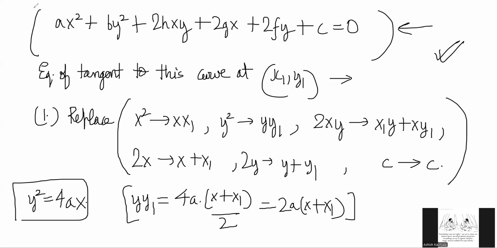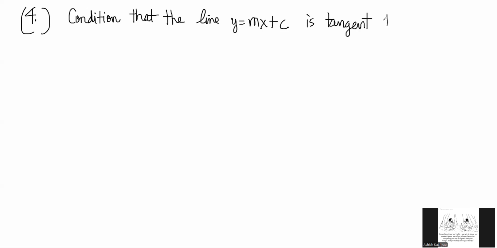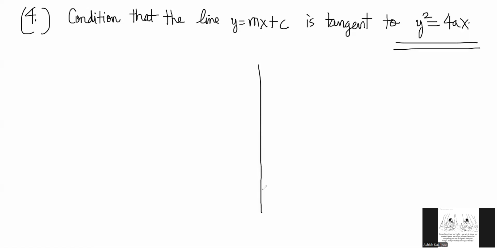Now, the fourth form of the tangent equation, this is very important, and is slightly different. We want to find the tangent equation in terms of the slope of that tangent. So we are going to find the condition that the line y is equal to mx plus c is tangent to the parabola y square is equal to 4ax. There are two ways to do this. One way gives you the point of tangency and the other way gives you the condition easily.